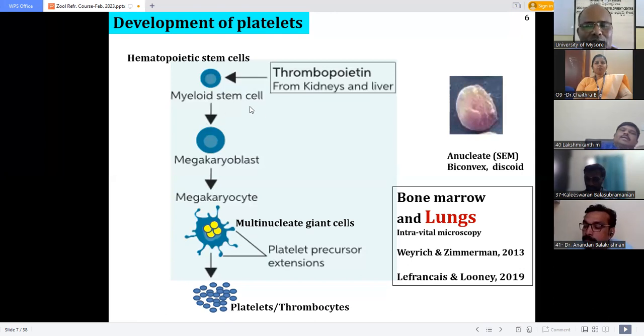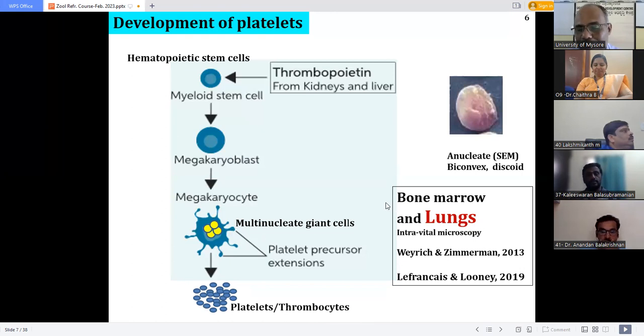So in the myeloid lineage, if the system needs platelets, then the myeloid stem cells convert into megakaryoblasts, which later convert into megakaryocytes. A megakaryocyte is a multinucleate giant cell. You can see over here, we have many nuclei inside. It is derived due to fusion of several cells. From these multinucleate giant cells, the megakaryocytes, platelets are pinched off, which are the anucleate structures. Platelets are otherwise called thrombocytes.